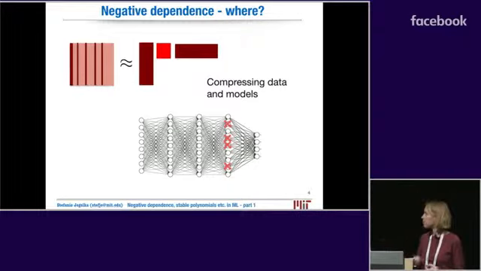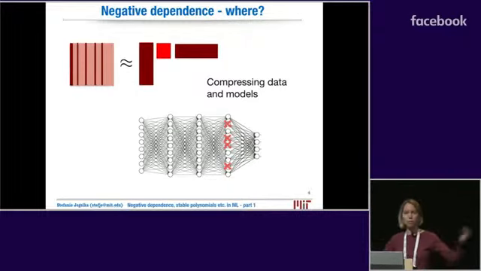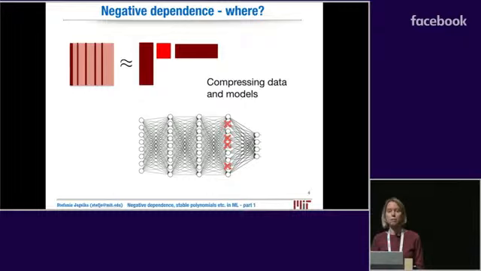One example is in matrix factorization. If you have a matrix and you want to approximate it by selecting a few columns of that matrix, you want these columns to really span the column space of the matrix. Another application is if you want to compress deep models by actually pruning neurons.